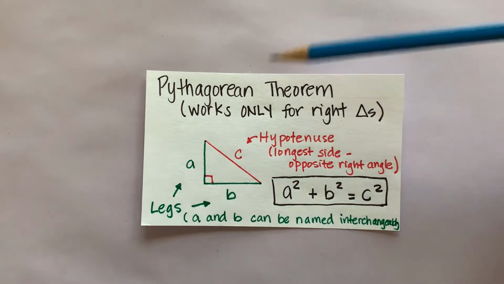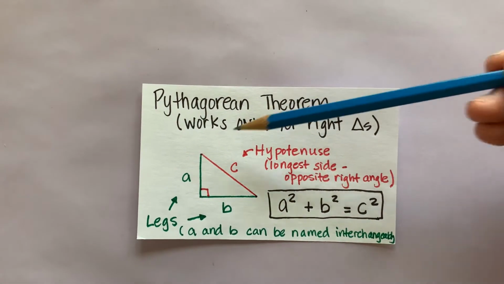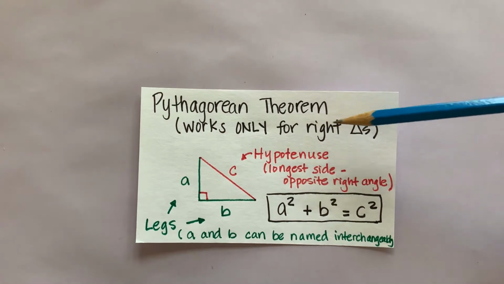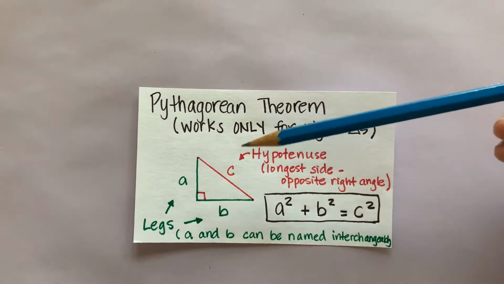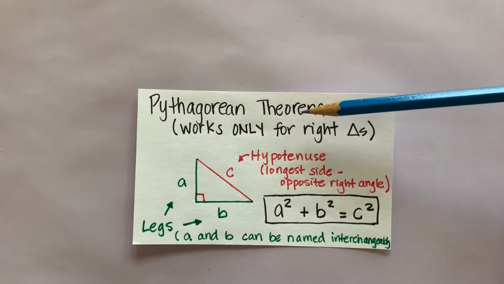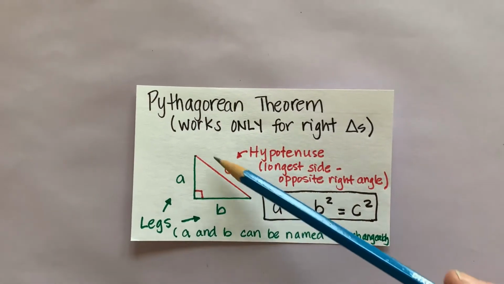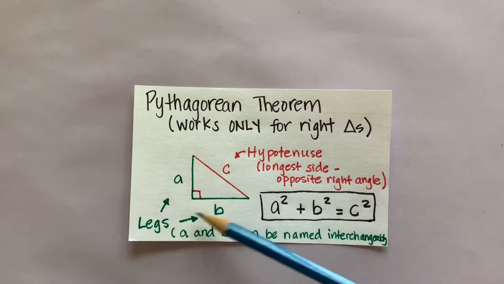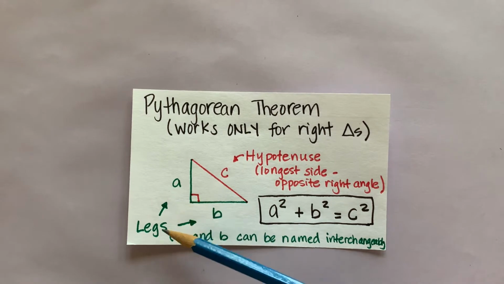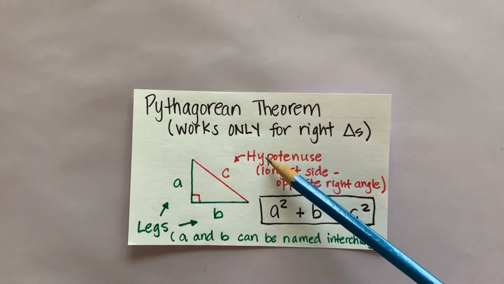Things that you need to remember about Pythagorean theorem is, first of all, it works only for right triangles. So we need to make sure that the triangle that we're working with is a right triangle. Otherwise, Pythagorean theorem does not work. The second thing that you want to do is make sure that you can label your right triangle correctly. Notice that I have A and B as the legs, and I have C as the hypotenuse.